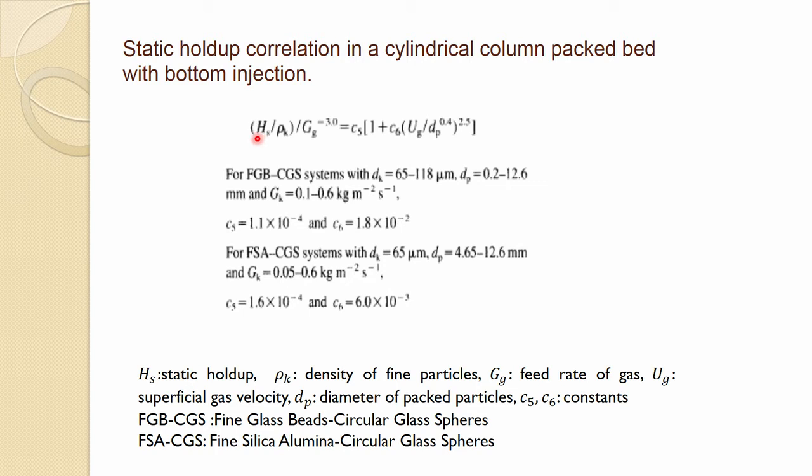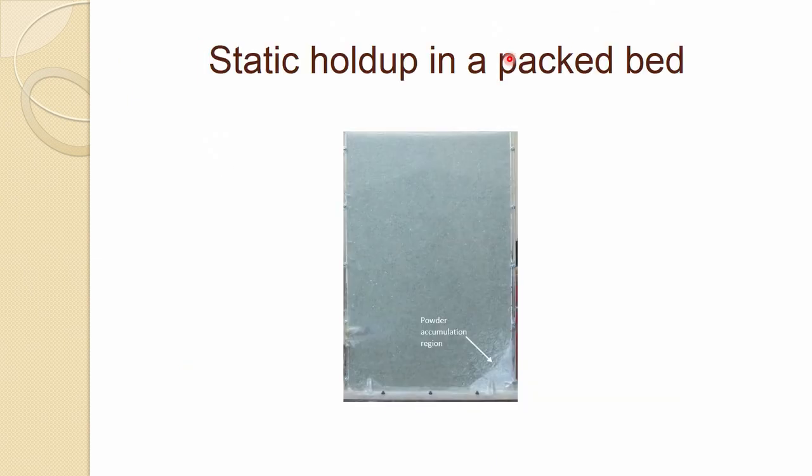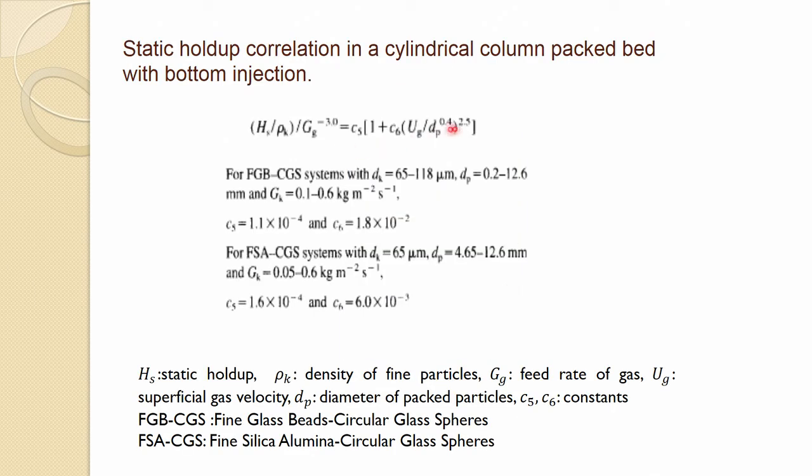One of the correlations which gives the static holdup is this. Here Hs is the static holdup, rho k is the density of the fine particle, G is the mass feed rate of the gas, C5 and C6 are constants, Ug is the superficial gas velocity, and dP is the packing particle size. This correlation was developed in a cylindrical packed bed system, which is a bit different from a rectangular packed bed system.